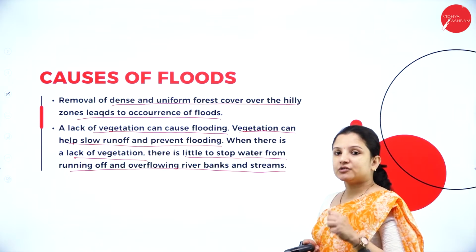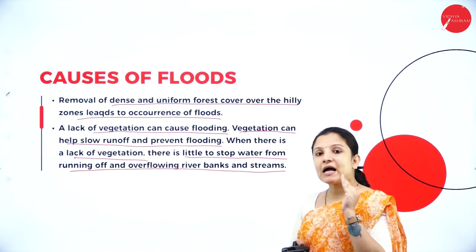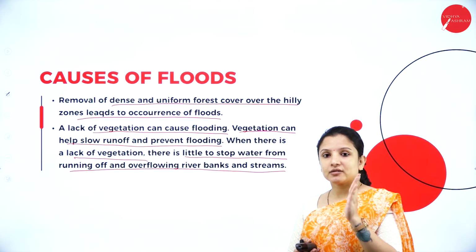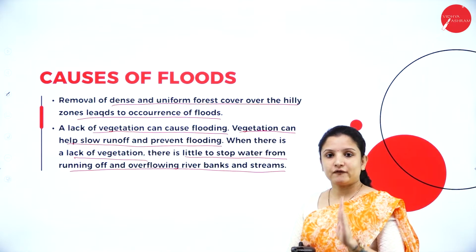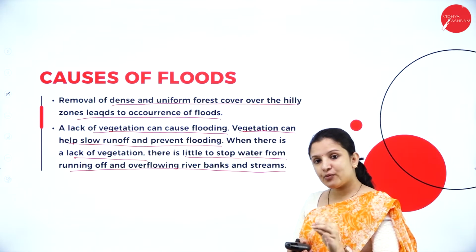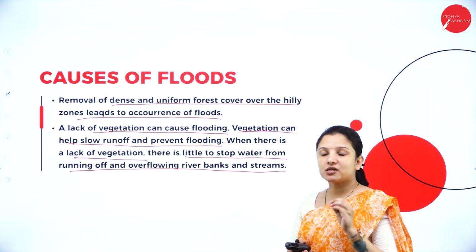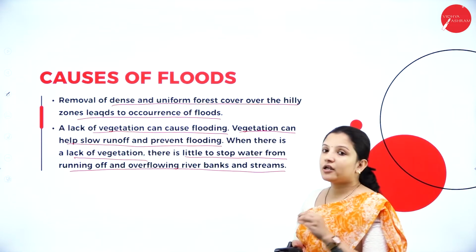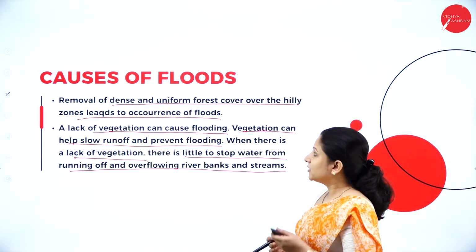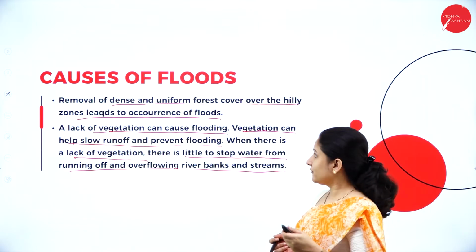So what happens? Plants usually act as a barrier, slowing down the flow of water. Therefore, plants are one of the important features that are needed in order to prevent flooding. So these are the different causes for flooding.